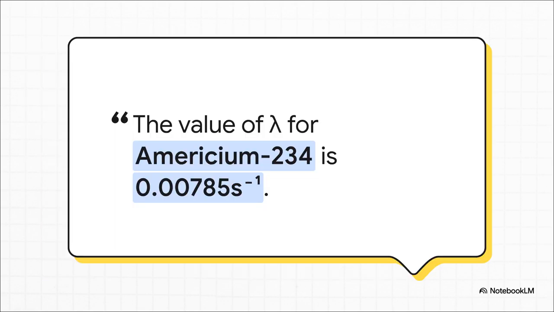And here it is. This is our number, the critical piece of evidence. For Americium-234, that value is 0.00785 per second. Now I know that looks like a really, really small number, but don't let that fool you. That tiny value is the engine that drives everything we're about to see.